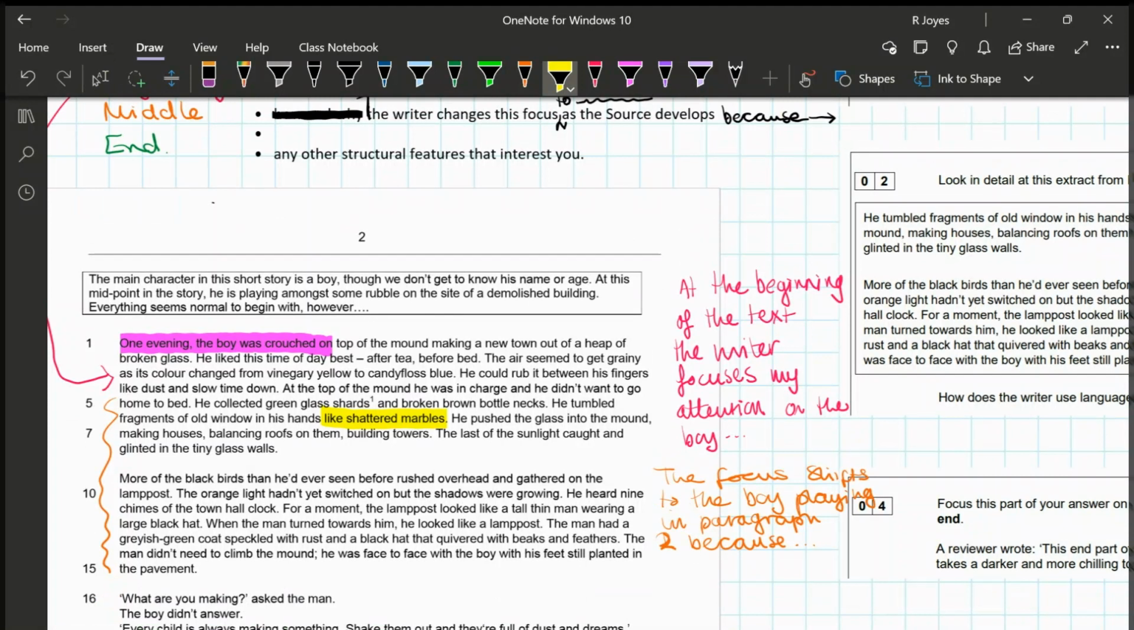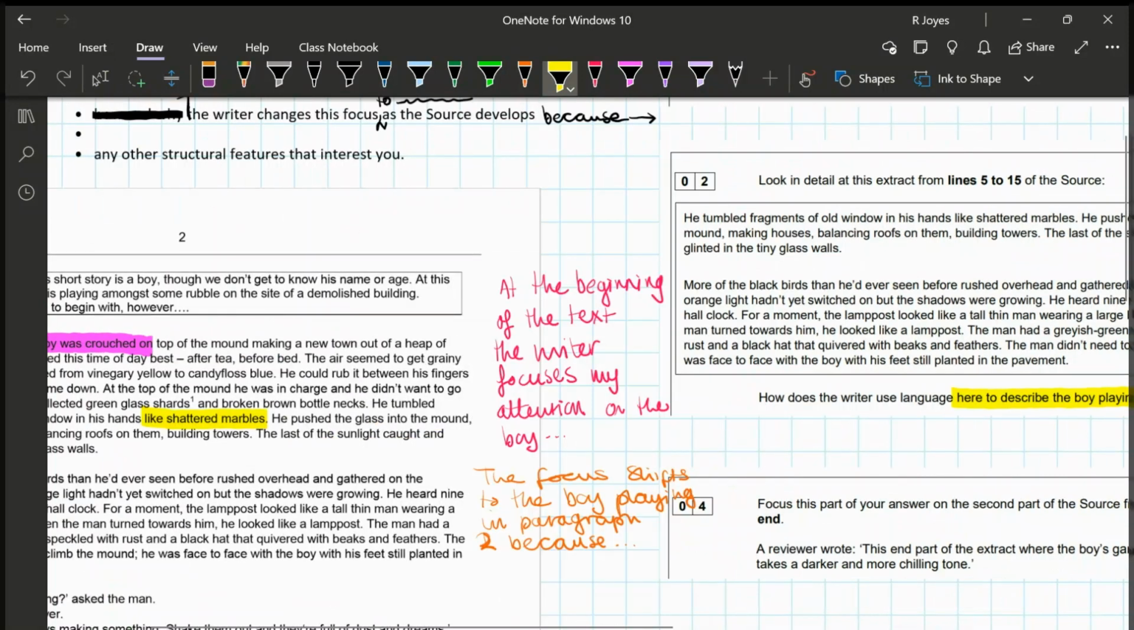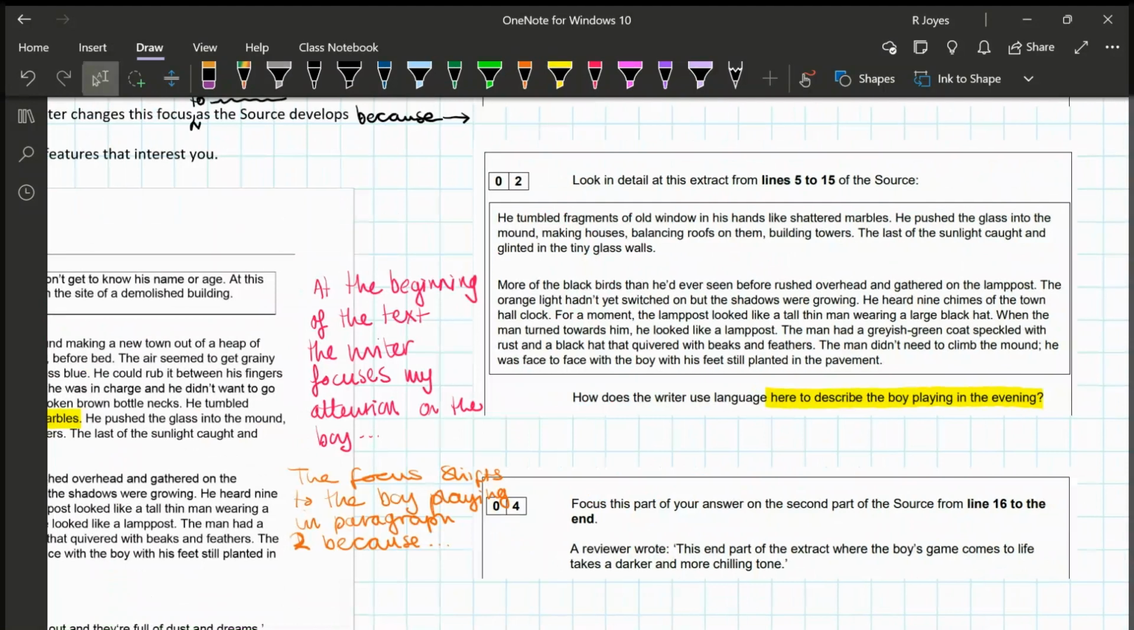So any other structural feature that interests you? Now, I've advised us to look at the ending. Guess what? Question 4 asks us to focus on the end. "This part of the extract where the boy's game comes to life takes a darker and more chilling tone."